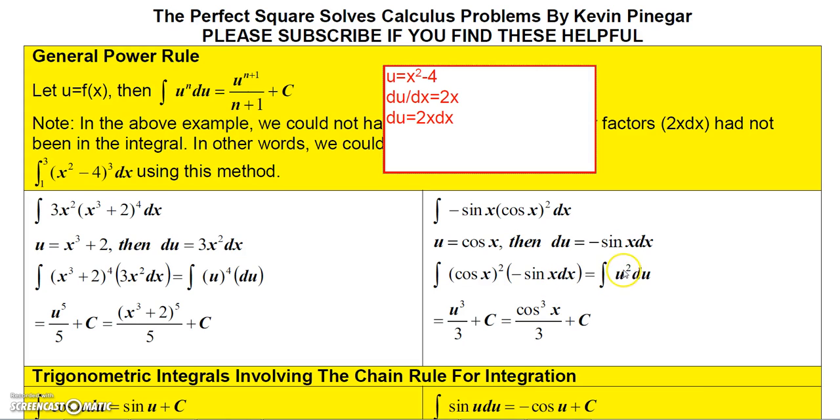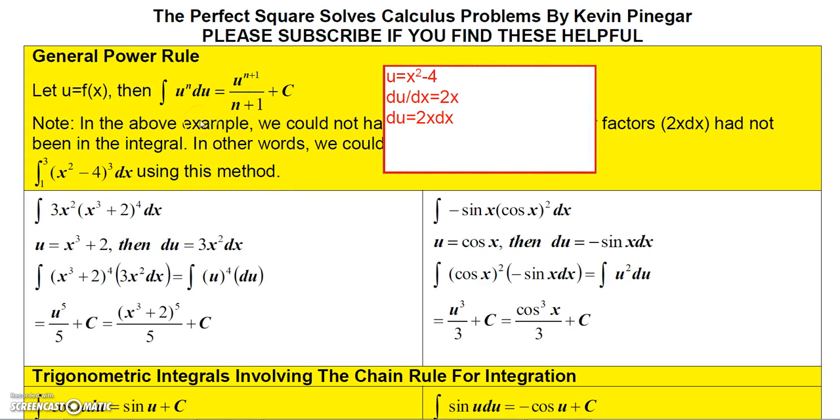So if I'm integrating u squared du, I can apply the power rule and get u cubed over 3 plus a constant, and then replace u with cosine x, and that would be cosine of x quantity cubed over 3 plus a constant. Now, if I did not have this sine x in there, I wouldn't be able to integrate this the way I did. Just like if I didn't have this x squared up here, I wouldn't be able to integrate this as it is. But the 3 or the negative 1, that's not a problem. I have ways to get around that problem. Okay, so I'll show you that in a few minutes.